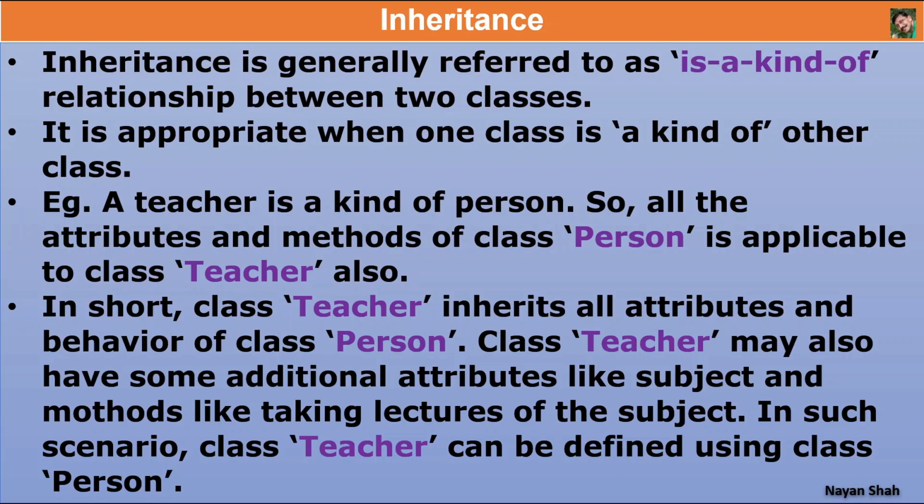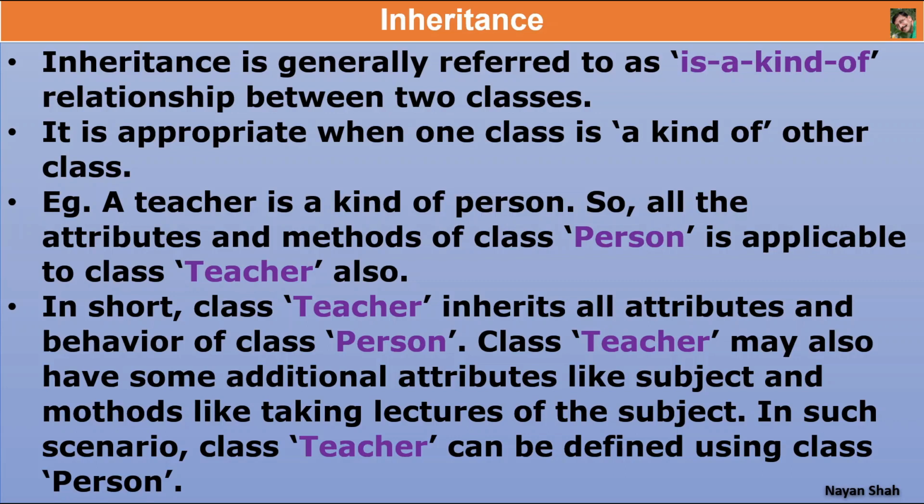Apart from that, from normal person, engineer will have something extra also, which every normal person will not be having. Those things we add in the new class, engineer class, and that is called inheritance. So in short, class teacher inherits all attributes and behavior of class person. Or for as our example, class engineer inherits all attributes and behavior of class person. Class teacher may also have some additional attribute. Similarly, for our example, class engineer may also have some additional attributes. For teacher, it may be like subject and methods, like taking lectures of the subject.